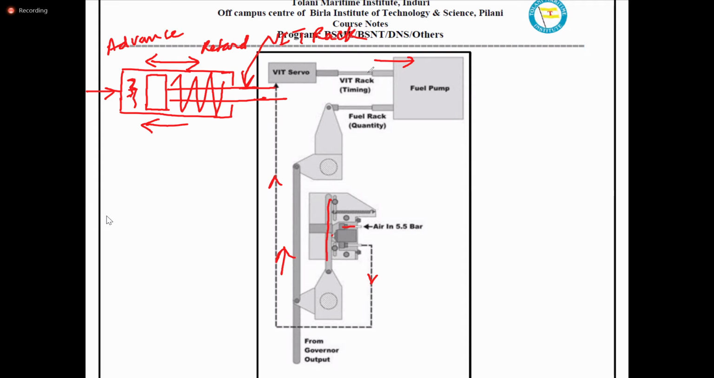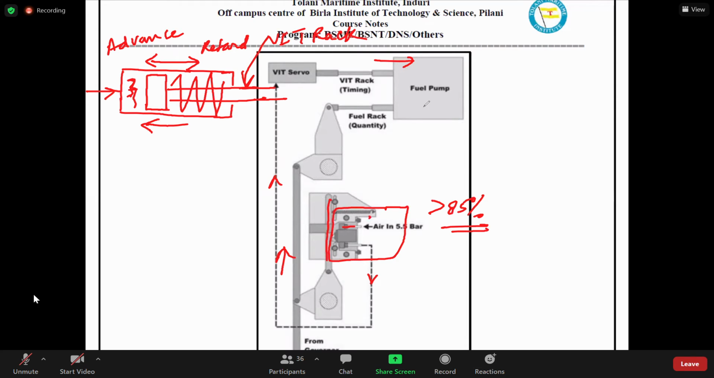But the internal construction of this regulating valve is such that when the load reaches greater than 85%, it will start to retard the fuel injection. Is that clear? What will happen at that time?